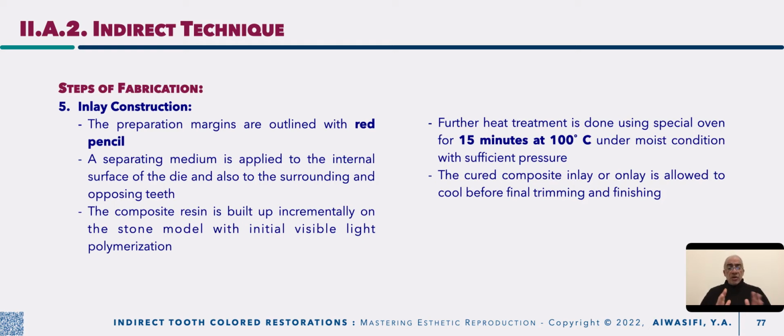Then further heat treatment is done using a special oven for 15 minutes at 100 degrees centigrade under moist condition with sufficient pressure. If you review what type of curing you are using: number one, initial visible light polymerization just to hold your increment, followed by heat treatment, followed by pressure. Then the cured composite inlay or onlay is allowed to cool before final trimming and finishing.